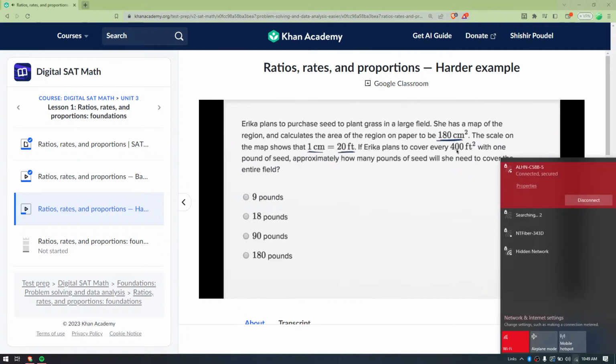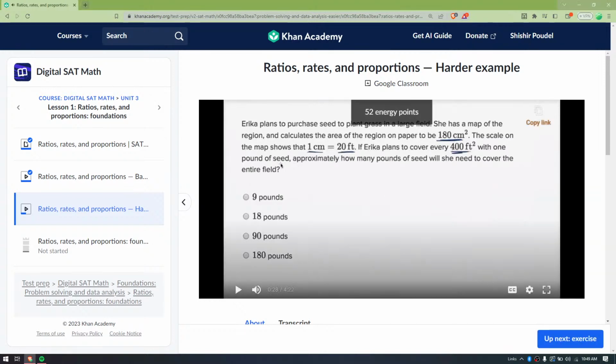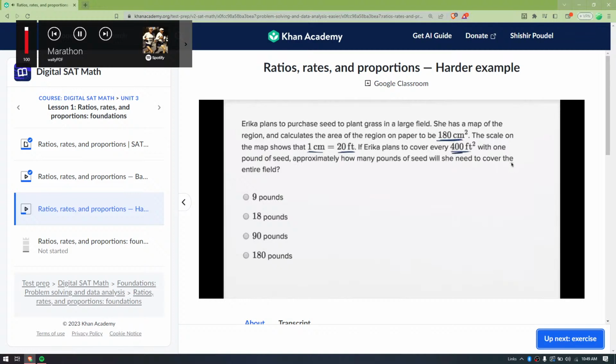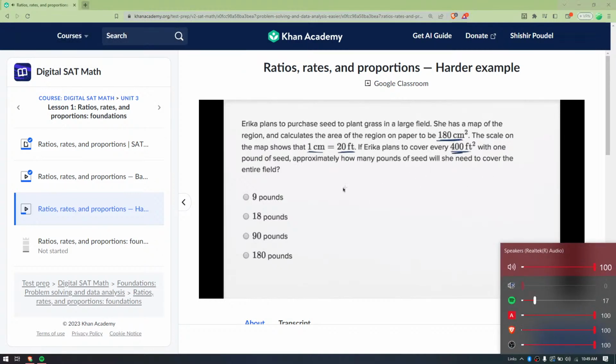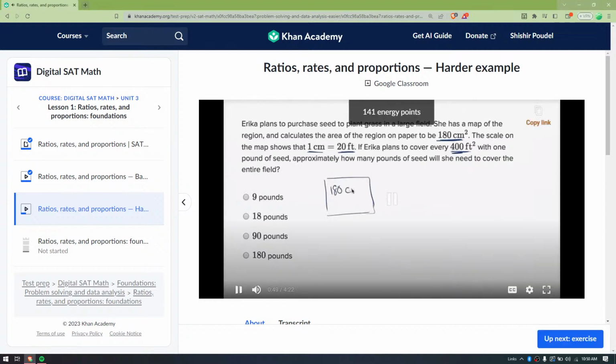If Erica plans to cover every 400 square feet with 1 pound of seed, approximately how many pounds of seed will she need to cover the entire field? So what we want to do is figure out how many square feet is the field? And we know her map of the field says it's 180.